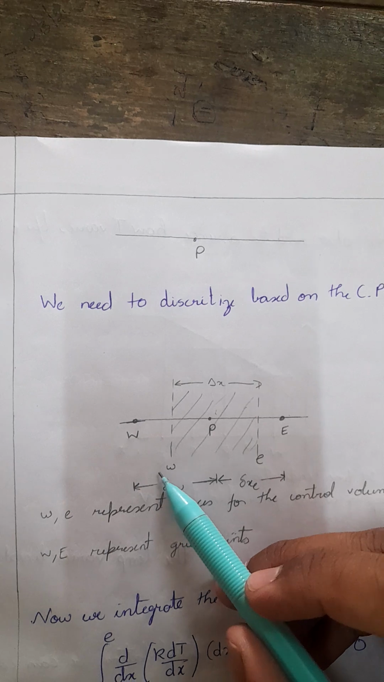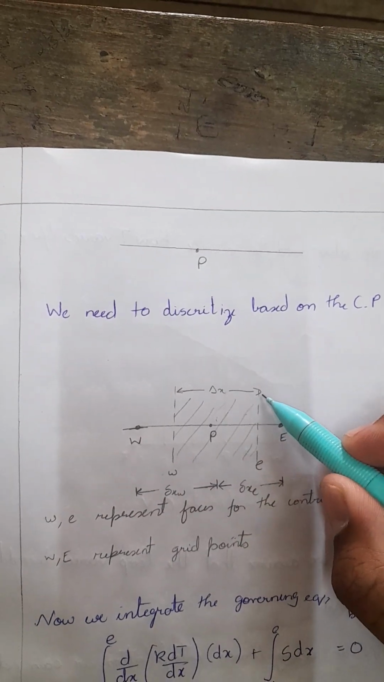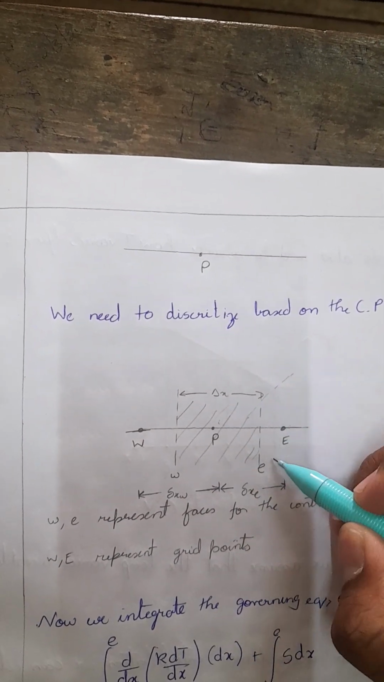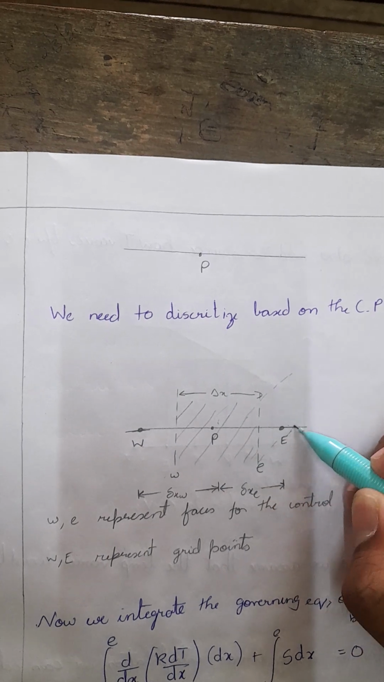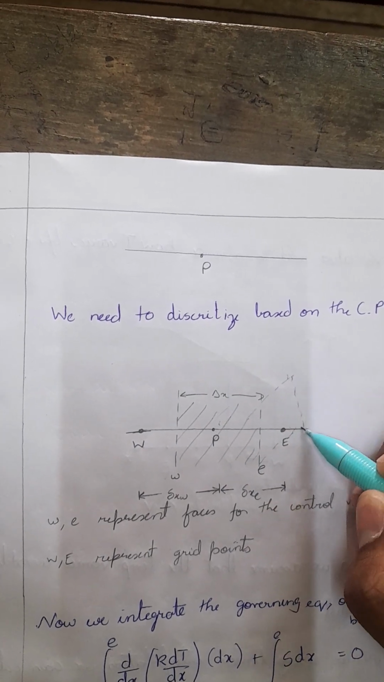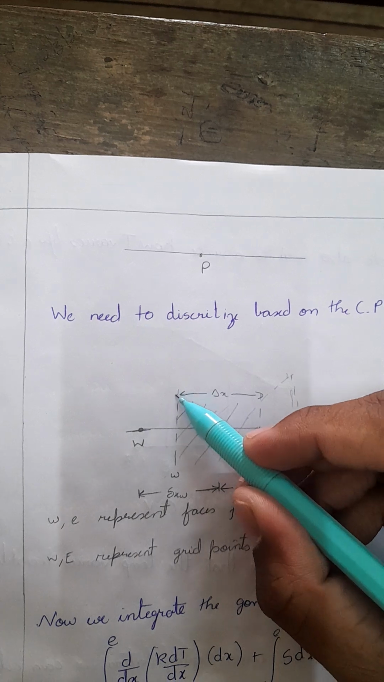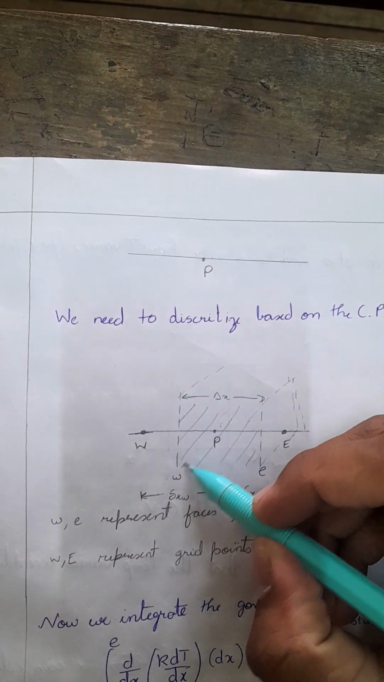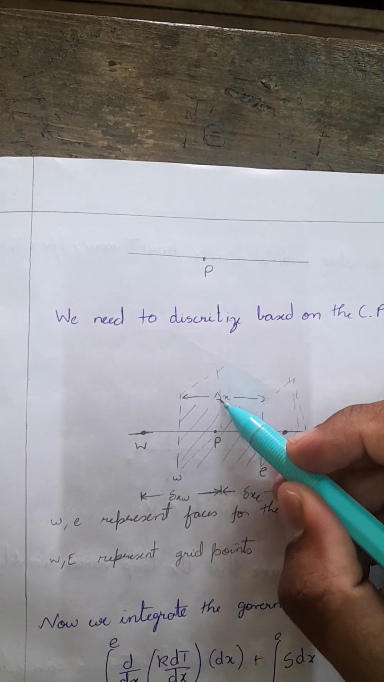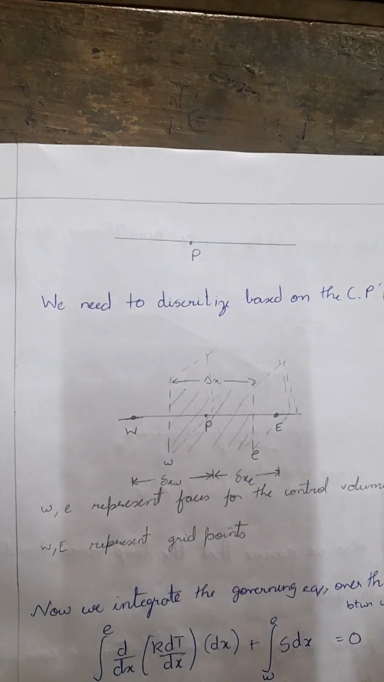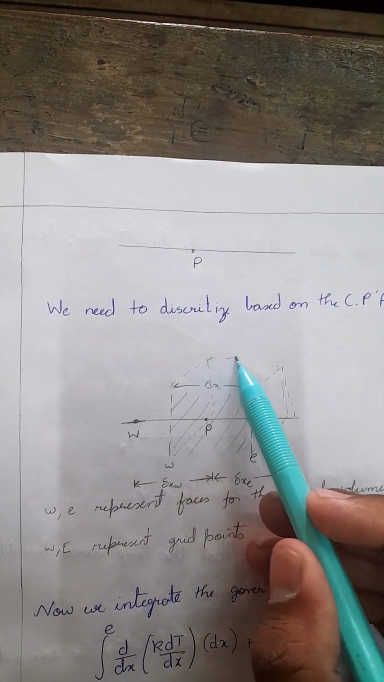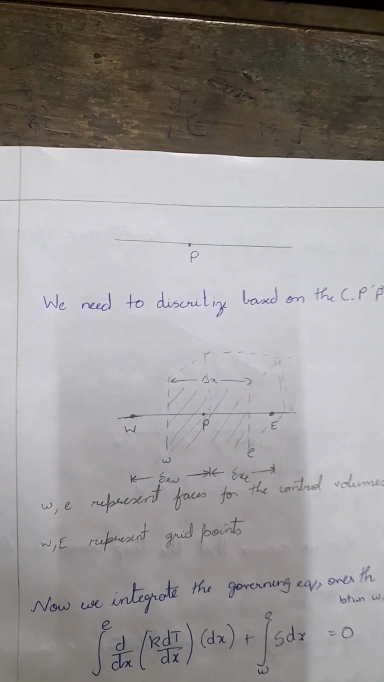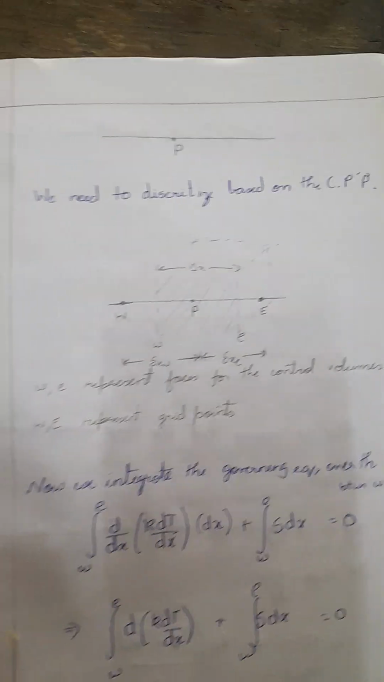Now when I talk about small w and small e, these are the faces. I'll just show it to you. So small w and small e represent the faces, and capital W and capital E represent the grid points. Now I'm done with discretizing, and in the second step, I have to integrate this.